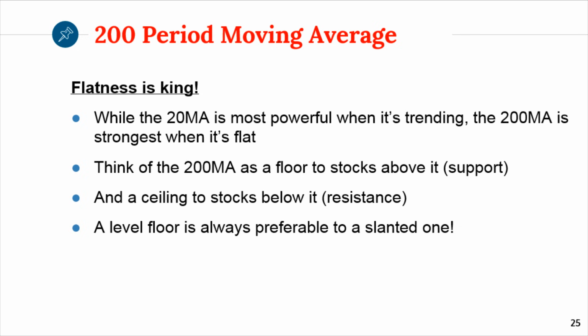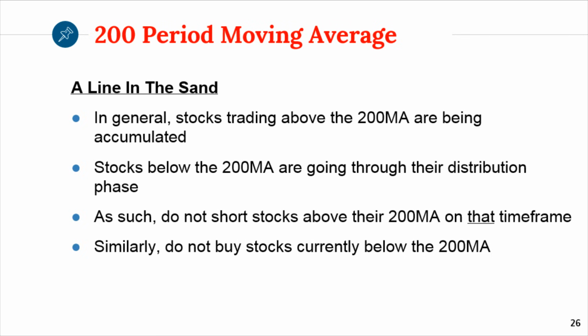A level floor is always preferable to a slanted one. It is true that a level floor, a flat 200, is much more powerful than a slanted, trending 200. Think of the 200 MA as a line in the sand. In general, stocks trading above the 200 MA are basically being accumulated. Stocks below the 200 MA are going through their distribution phase.